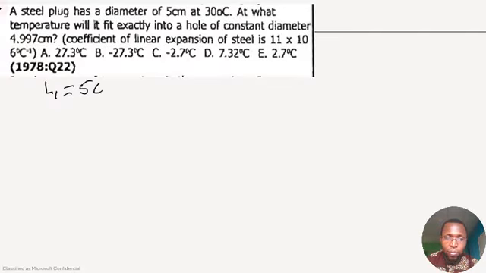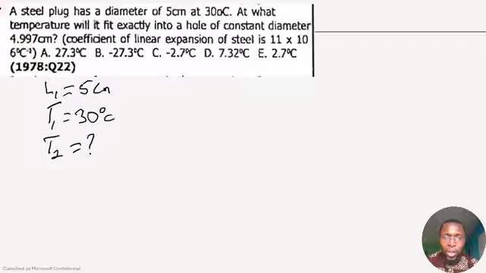Okay, this is 5 centimeter. It has this length at the temperature, so this is our T1. Our T1 is 30 degrees Celsius. At what temperature will it fit? So we are looking for T2 now. So the temperature is unknown.